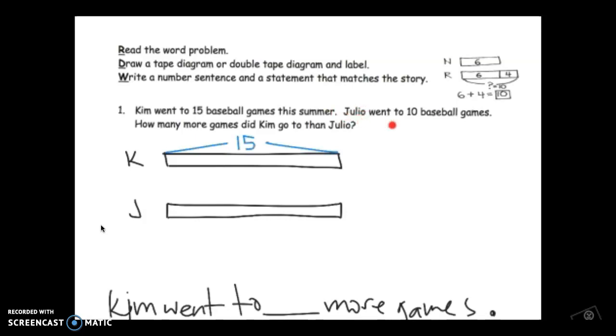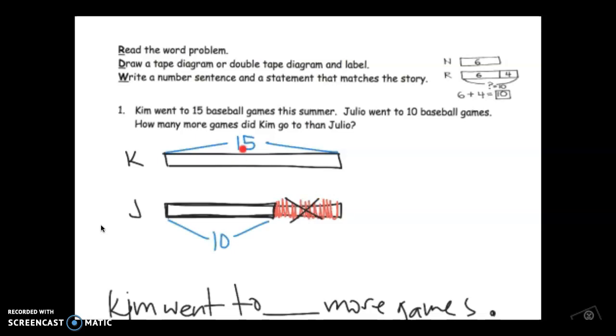Then it says Julio went to 10 baseball games. So is 10 bigger or smaller than 15? Well, it's smaller. So that means I need to chop off some of Julio's tape diagram. So it's a shorter tape diagram, so that part is not really there. We did that deliberately, and we're going to label this as 10.